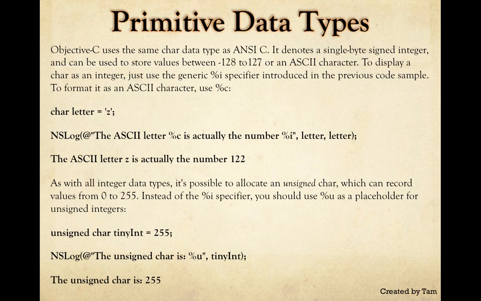As with all integer data types, it's possible to allocate an unsigned character, which can record values from 0 to 255. Instead of the %i specifier, you should use %u as a placeholder for unsigned integers. Unsigned char tinyInt equals 255. So NSLog, the unsigned character is %u, tinyInt. The result will be the unsigned character is: 255.